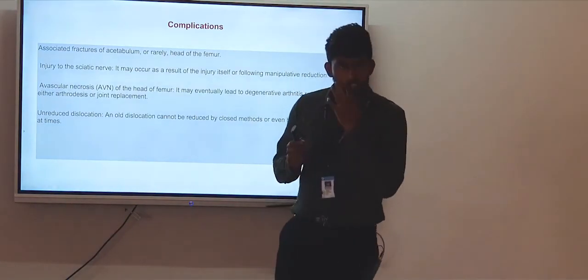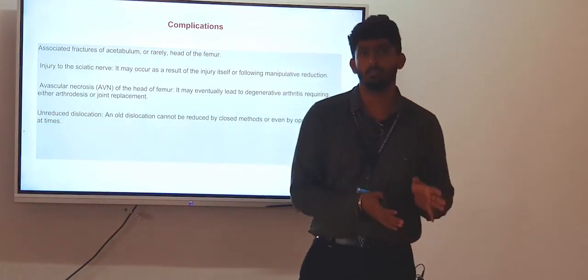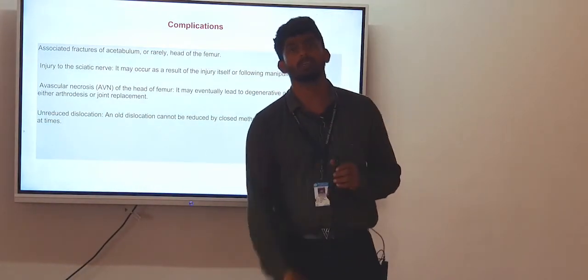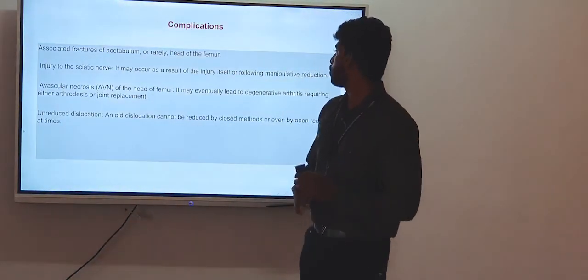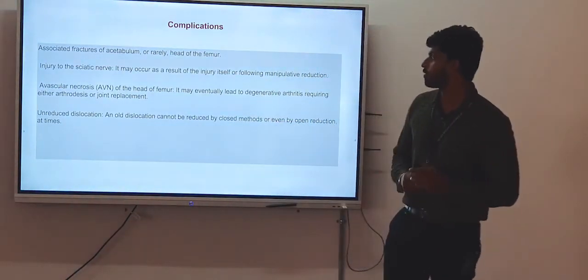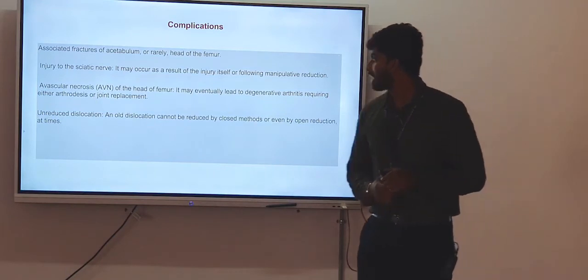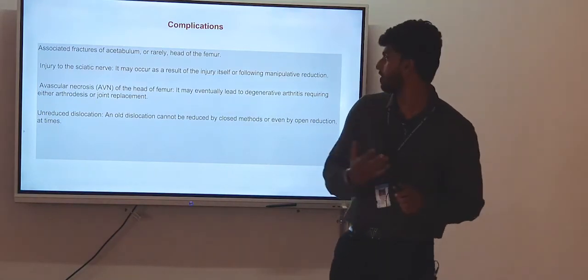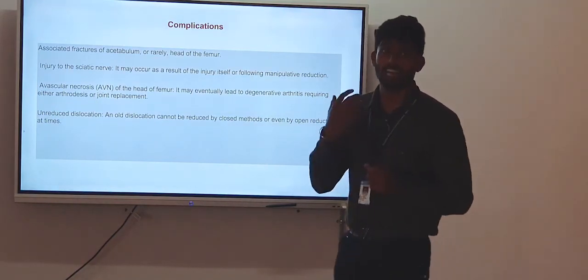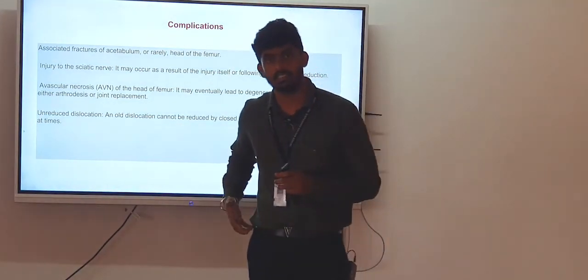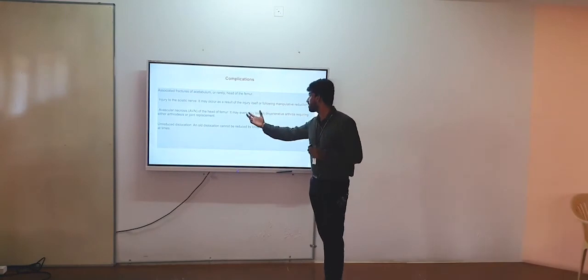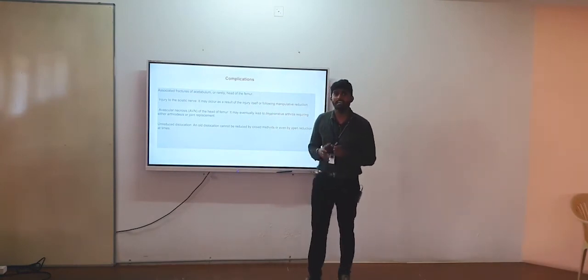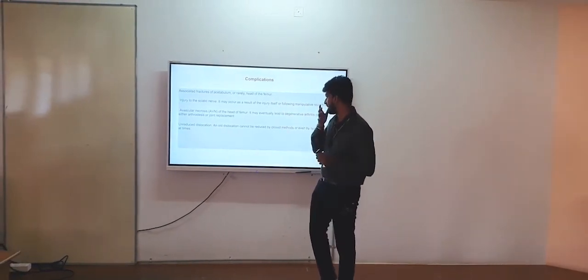Once you start hip rehabilitation, there can also be complications if you don't take care of the hip properly. First of all, it can be associated with the acetabulum, or rarely the head of the femur can be affected. Injuries to the sciatic nerve can occur, as you know there are nerve structures going near the hip area. So the sciatic nerve can get injured if you don't take care of the client properly.